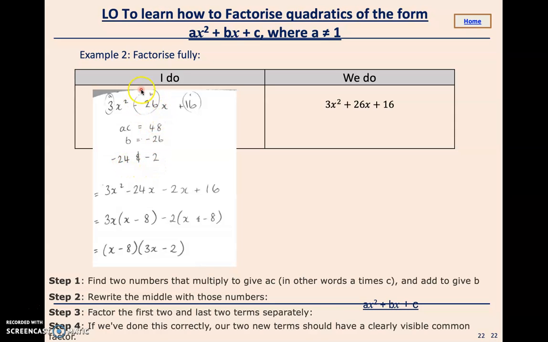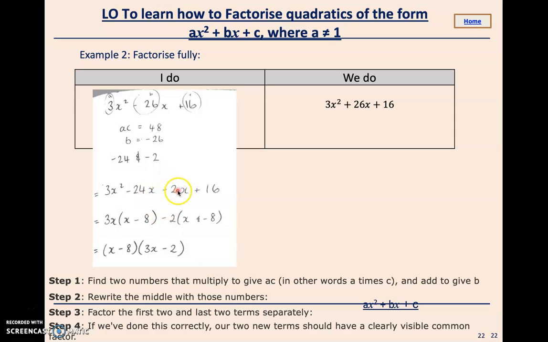So let's break up our B, our middle bit, by turning it into minus 24x and minus 2x. Let's factorise the first two terms. So let's take out 3x. Take out 3x, we end up with x inside. And then we end up with minus 8. 3x squared minus 24x. Lovely.